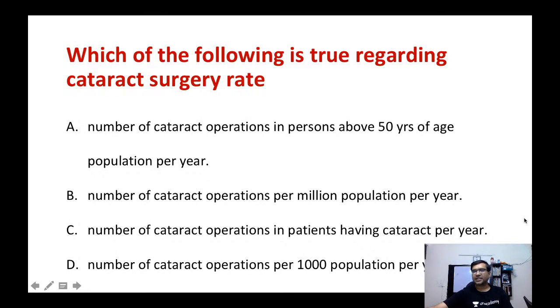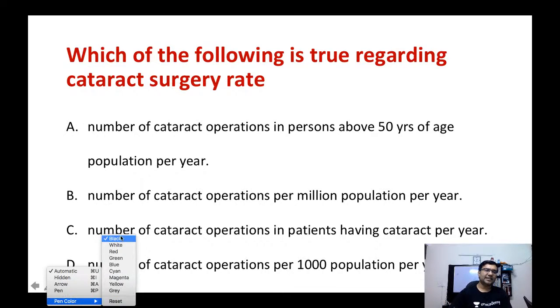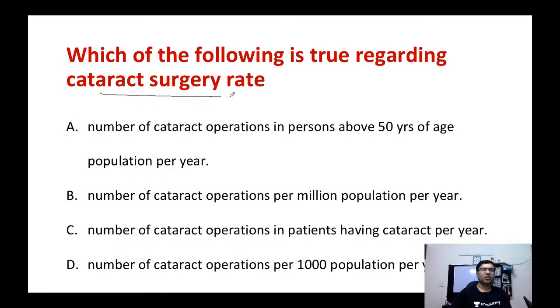So the next question is something which is a new development, which is being asked again and again. This is called cataract surgery rate. Is it the number of cataract operations in persons above 50 years of age? The number of cataract operations per million population per year? The number of cataract operations in patients having cataract? Or the number of cataract operations per 1000 population per year?